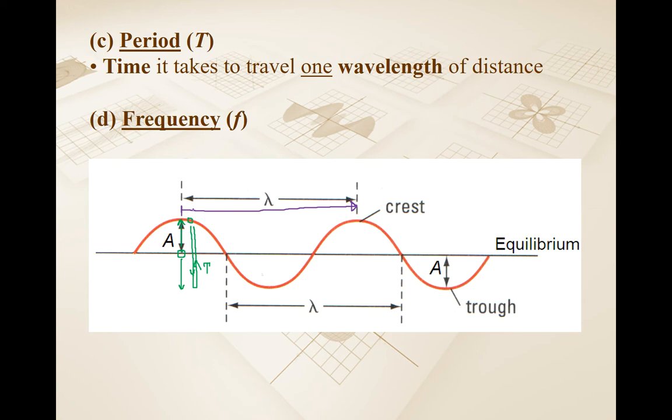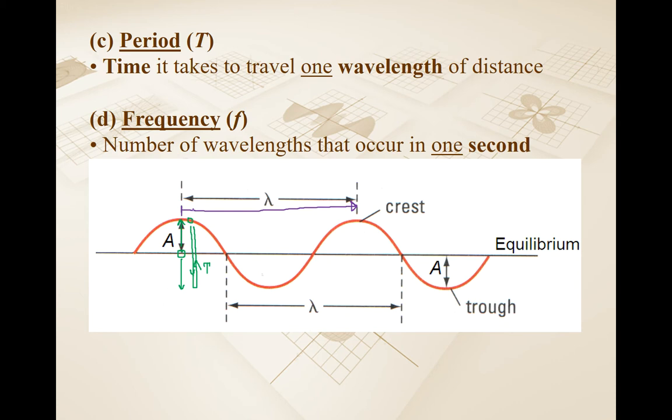Frequency, and again, we know it has that inverse relationship with period, is the number of wavelengths that occur in 1 second. There's a couple of ways you could define this. One way is if we measured how many times this particle goes down and then back up, down and then back up in 1 second, that would represent the frequency. So the number of oscillations per second.